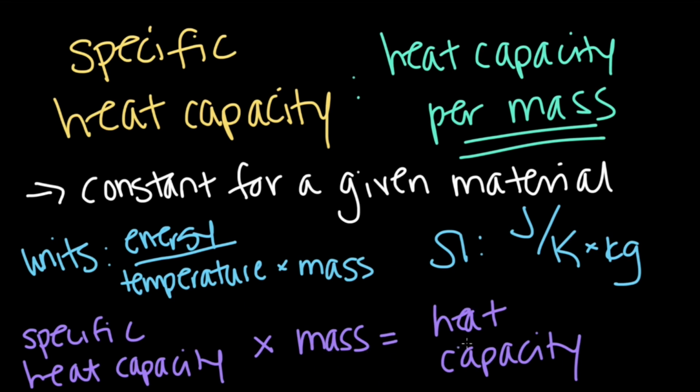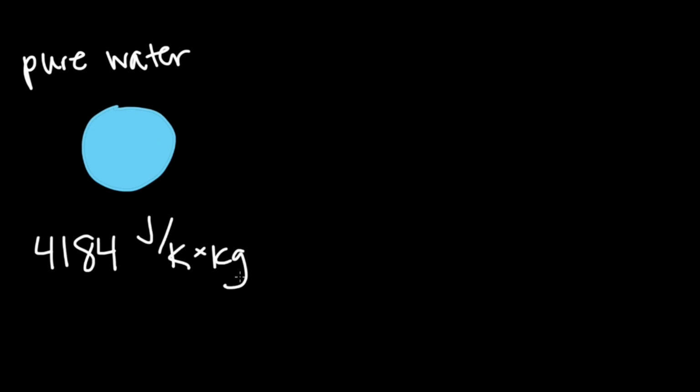Conversely, if you have the heat capacity and the mass, and you want to figure out what the specific heat capacity of a material is, you can divide the heat capacity by the mass. However, because specific heat capacity is a constant property of a given material, we can usually just go ahead and look up what that value is because scientists have already measured the specific heat capacities of lots of materials. Let's consider the water in those pots we talked about. Pure liquid water has a specific heat capacity of 4,184 joules per Kelvin per kilogram.